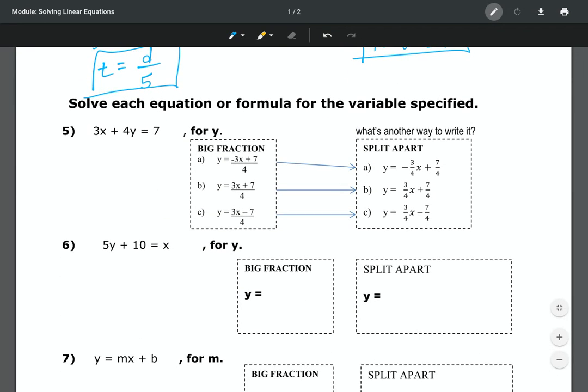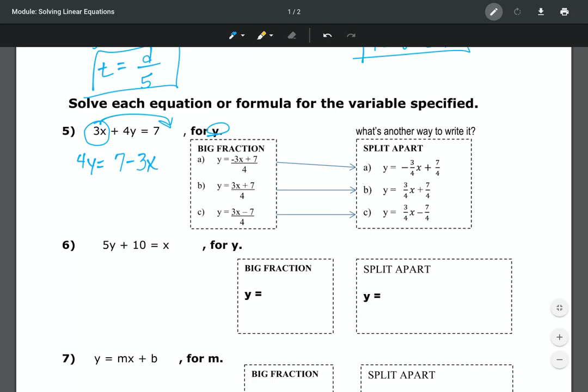Number 5, it says solve each equation or formula for the variable specified. So this is where it may get into more than just one step. On this one, it says right here, solve for y. So we first need to get rid of that 3x, and we're going to move it over to the other side. So we have 4y equals 7 minus 3x.